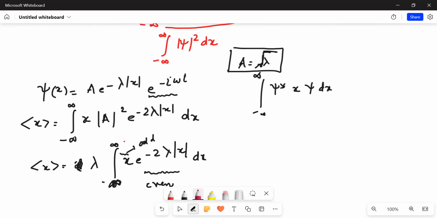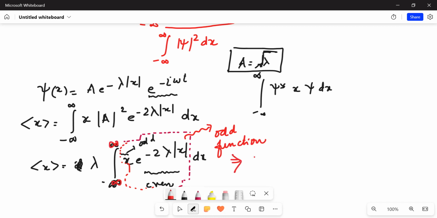So overall, this particular integrand is an odd function. And if I'm integrating it from minus infinity to plus infinity, this particular thing would come out as 0.